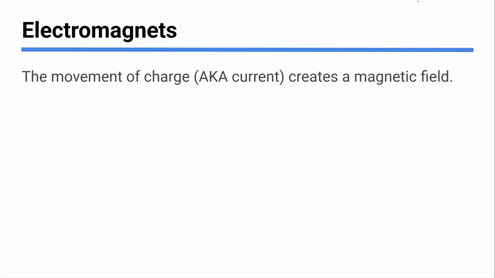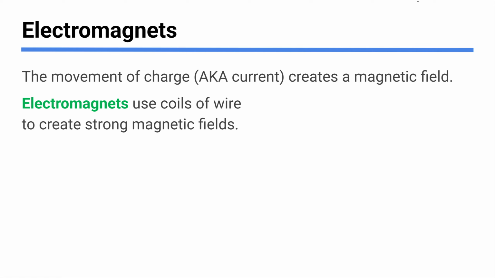So let's talk about electromagnets first here. Remember the big idea for this unit and the link between electricity and magnetism? The link is motion. So we know now that the movement of charge is how you get a magnetic field. So when electric charge is moving, in other words, when there's a current flowing, you have a magnetic field. We have used this idea to design magnets with electricity, electromagnets.